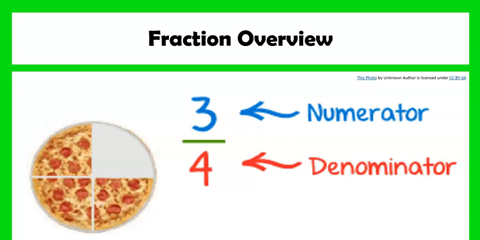So when I write a fraction as 3/4, the top number is my numerator. That is the number of slices either remaining or missing, however you look at it. The bottom number is my denominator. The denominator represents the total number of pieces to make the whole. So in this case, it takes 4 slices of pizza to make the whole pizza.